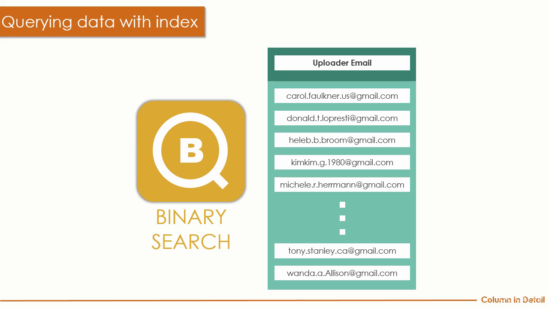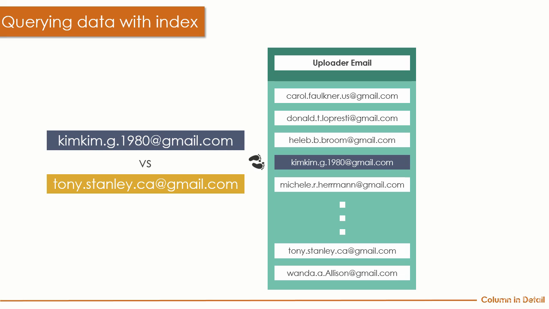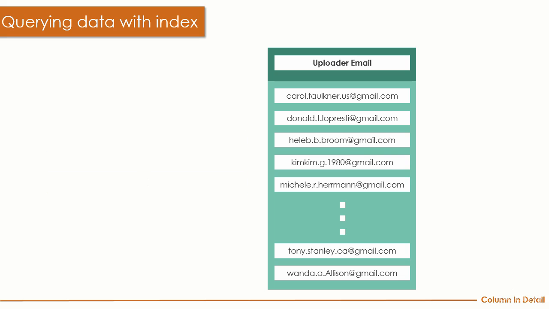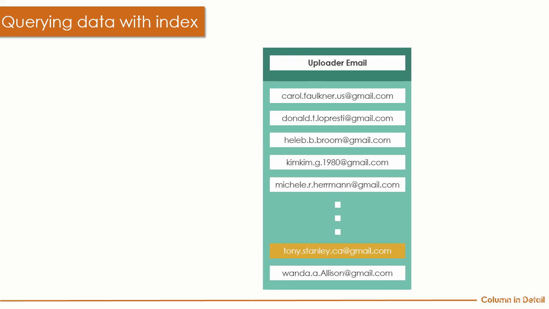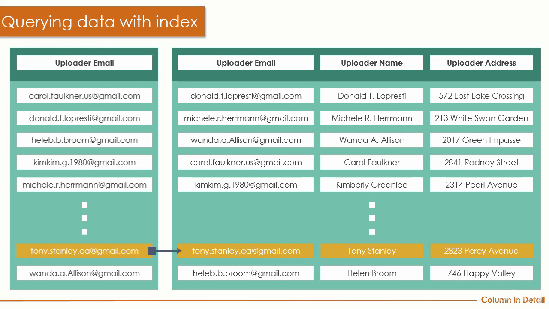And then when you want to search for a specific email address, we don't need to search from the beginning to the end. You just need to first find the middle one. Then you compare, is Kim bigger than or smaller than Tony? After that, you go in another direction to narrow the scope. Finally, you just go through two or three paths. Then you will find Tony.Stanley. Then you can link to the corresponding row of the actual data. So you see it's much faster.